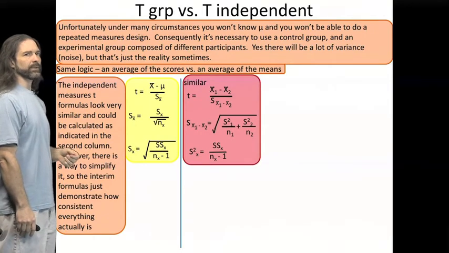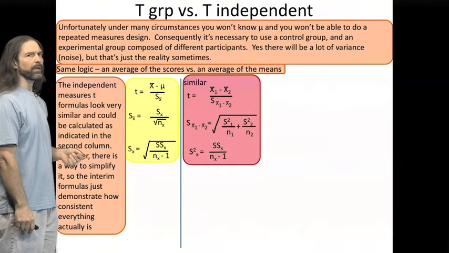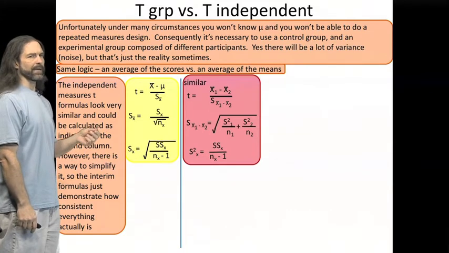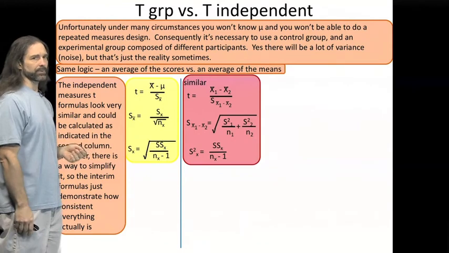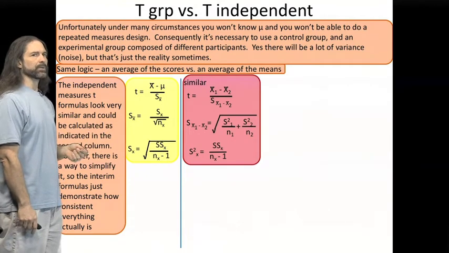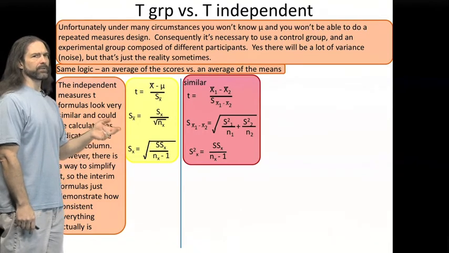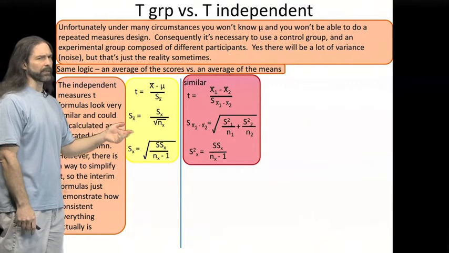The equation in the second column over on the other side, you'll note that it's very much the same thing. In the numerator, I'm subtracting two means. In this case, instead of a sample and a population, for the independent measures t-test, I have two samples. In the denominator, I also have the estimated sampling distribution, but instead of standard error, it's now called the standard error of the difference of the mean.